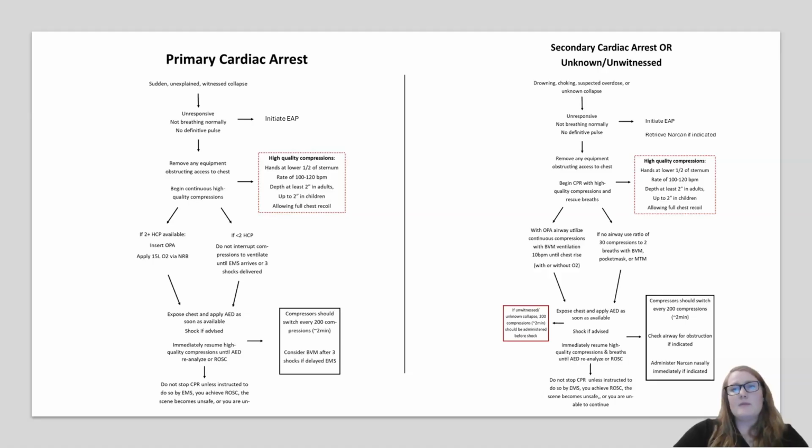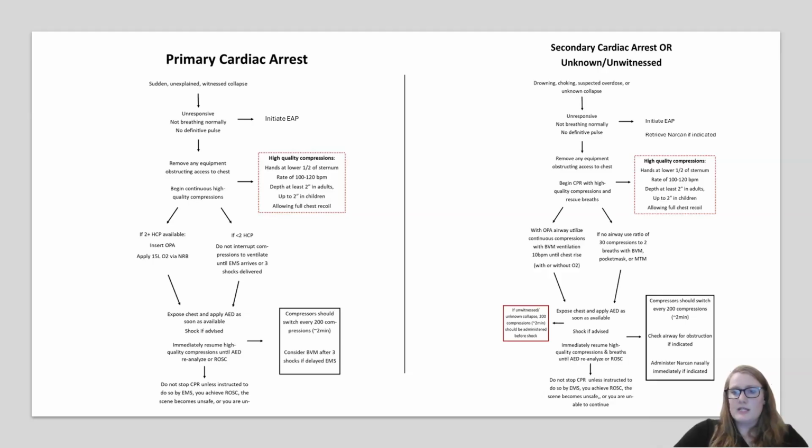We're removing equipment again, but when we begin CPR, this is going to be high quality compressions with rescue breaths. And again, depending on the number of people and the equipment available, that depends on the decisions you make from there. That could be continuous compressions with BVM ventilations at 10 breaths per minute, just until chest rise, and you can do that with or without oxygen. Or you can do your 30 compressions and 2 breaths, whether you're using a BVM, pocket mask, or mouth to mouth, based on what you have available. But ventilations are a higher priority in a situation like this.